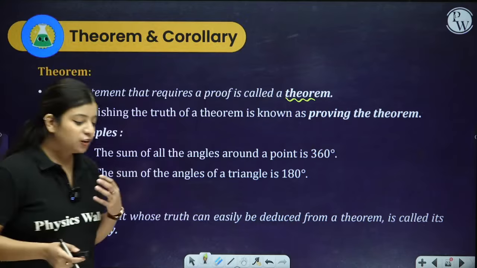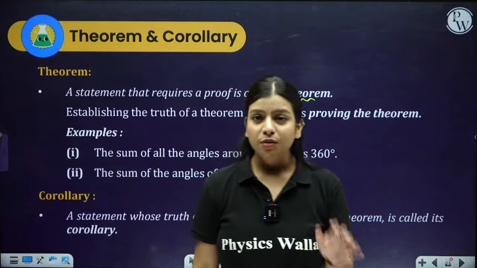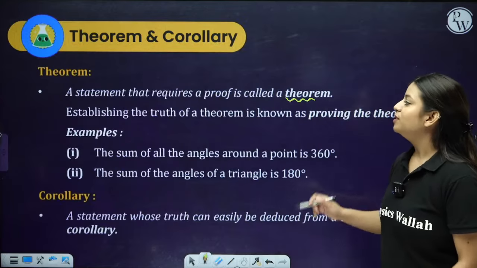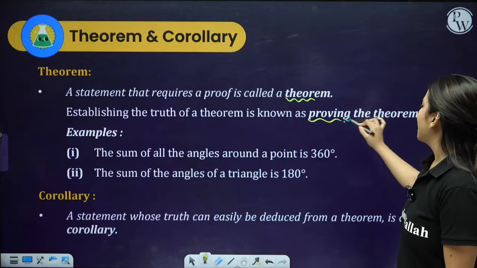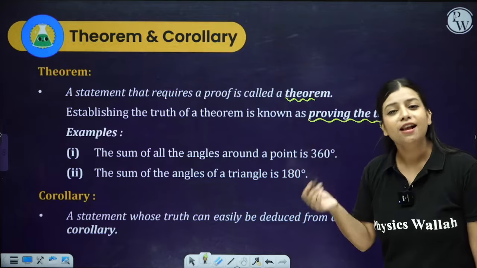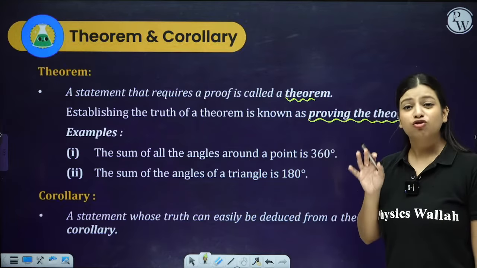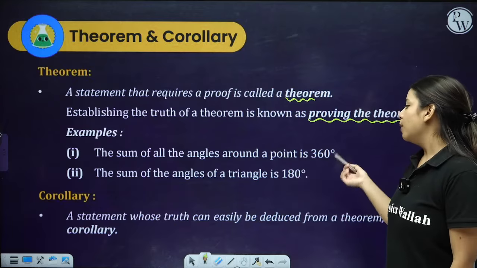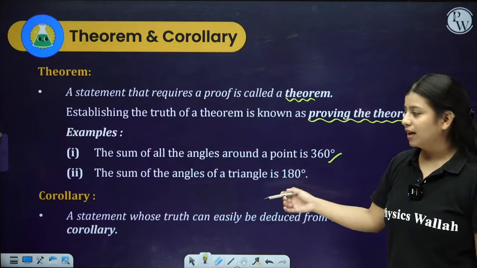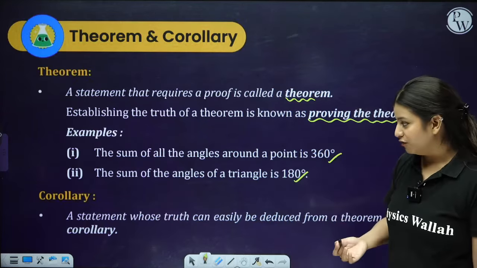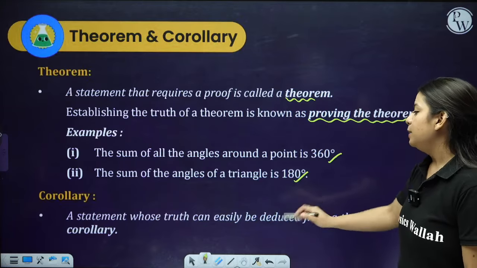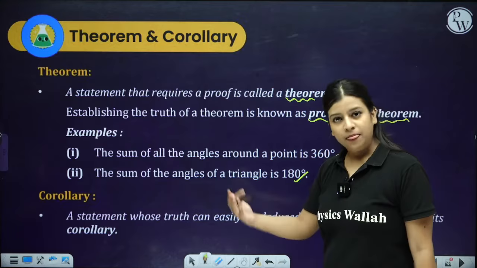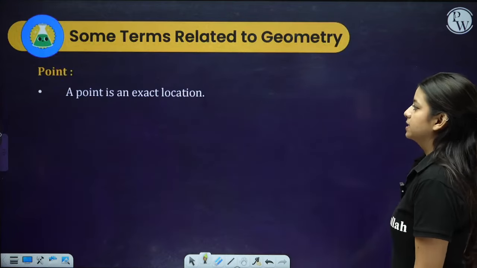Right? So whenever a theorem is given to us, we give a proof for it. Establishing the truth of the theorem is known as proving the theorem. To tell whether a theorem is correct, true or not, we prove it. The sum of all the angles around a point is 360. The angles of a triangle sum to 180 degrees. We have done a proof for all of them. Corollary. A statement whose truth can easily be deduced from the theorem is called its corollary. The reverse of it.